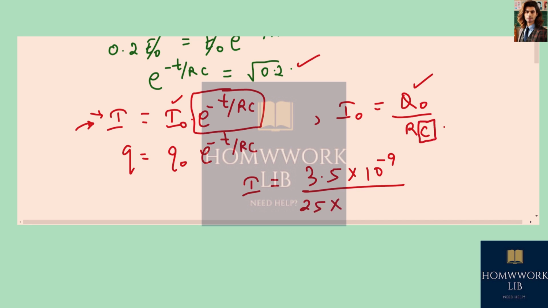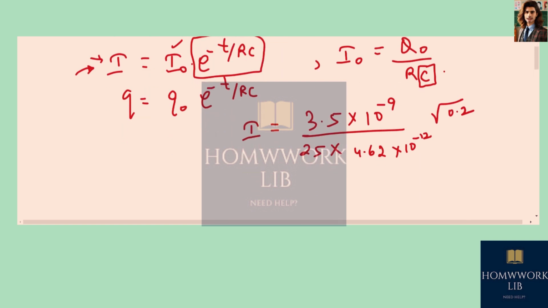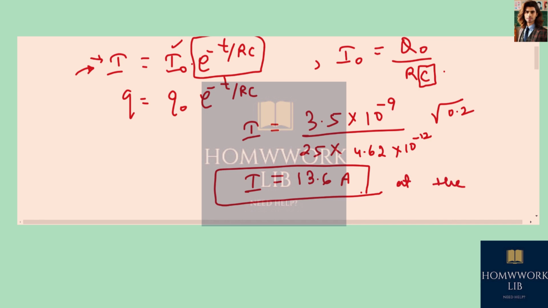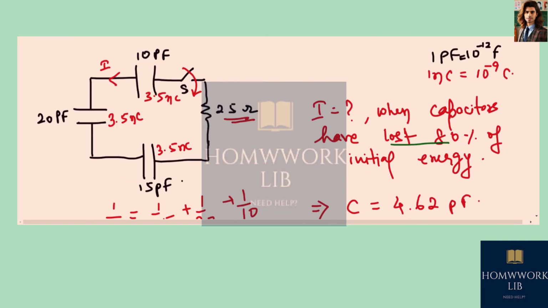This C is the net capacity that we figured out as 4.62 picofarad, so 10 to the power minus 12, and root of 0.2. Simplifying this gives us the current in the circuit at this instance, that is 13.6 amperes. So this is the current flowing in the circuit at the instant S is closed. What is S? S is the switch over here in the circuit.